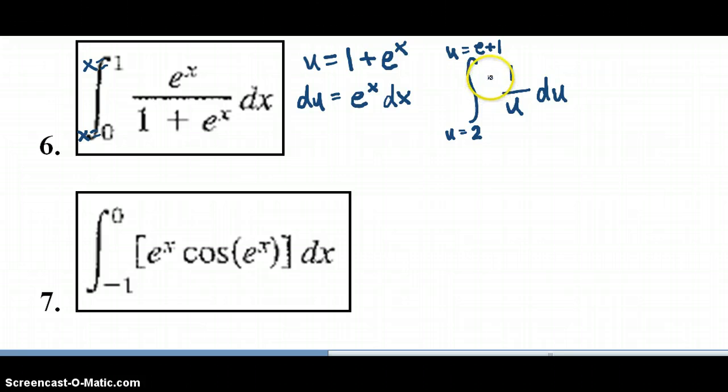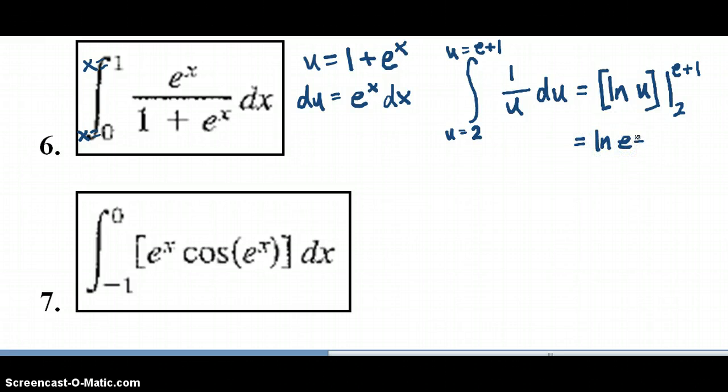And now we are ready to integrate and evaluate. So the integral of 1 over u du is going to equal the natural log, and normally we would say of the absolute value of u, but in this case we can just say the natural log of u, because our limits go from 2 to e plus 1, and because our limits are positive, we don't have to worry about taking the natural log of a negative number. So now we can evaluate. We end up with the natural log of e plus 1.